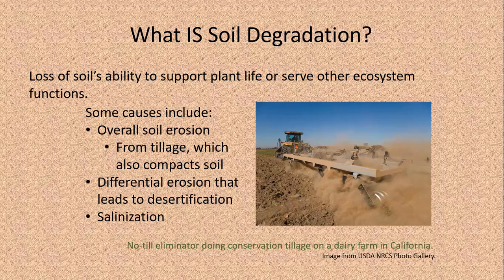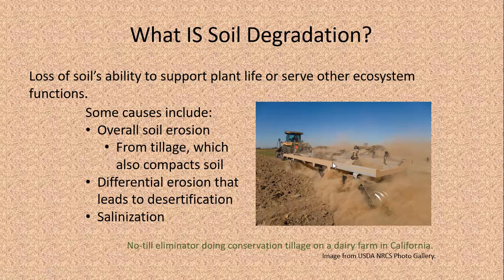Also, when you till, it can also compact the soil because you're taking this big tractor over the surface, and that prevents the soil from being properly aerated. There's also a process called differential erosion, which can lead to desertification. We'll talk about that briefly in a minute. And then salinization can also lead to the loss of the soil's ability to support plant life. In this case, salinization refers to the soil becoming too salty for plants.